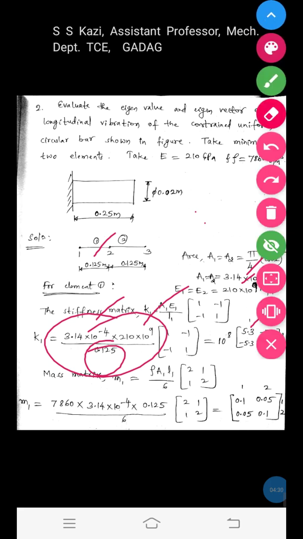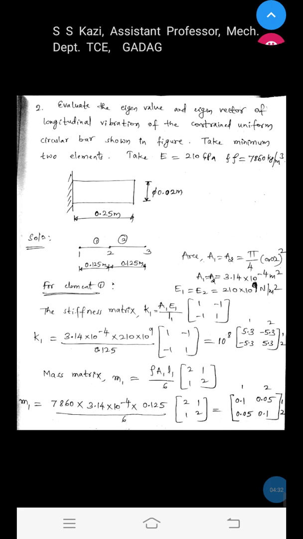After that, 10 raised to 8 you keep outside the matrix, and 5.3 you write inside, and DOF numbers you write 1 2 1 2, because for element 1 the node numbers are 1 2, hence you write DOF numbers 1 2 1 2.